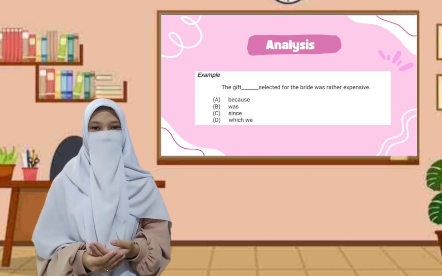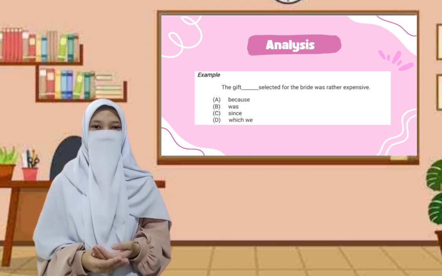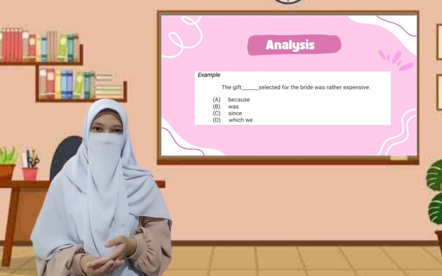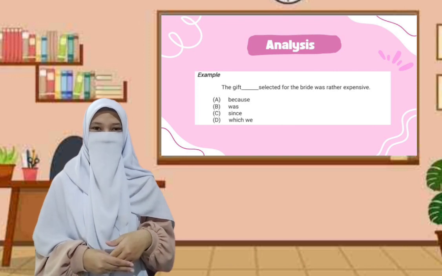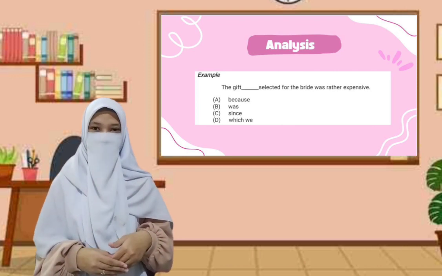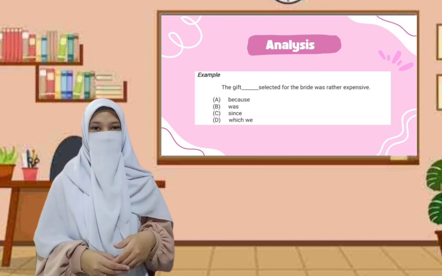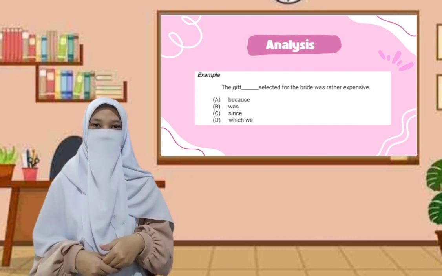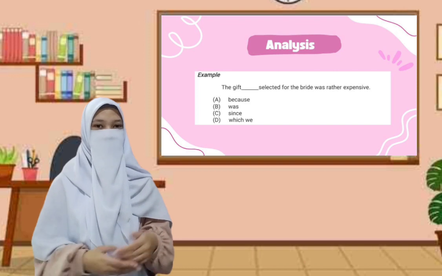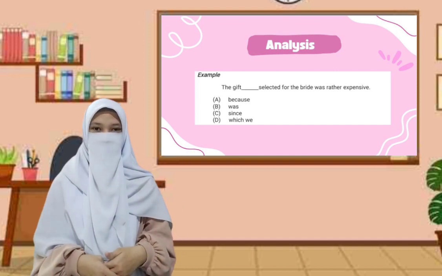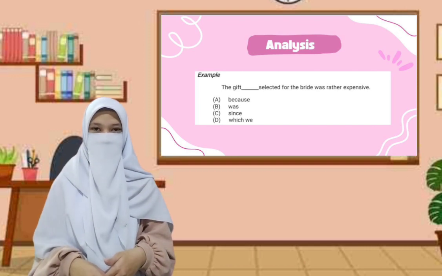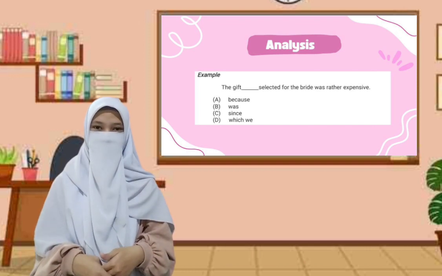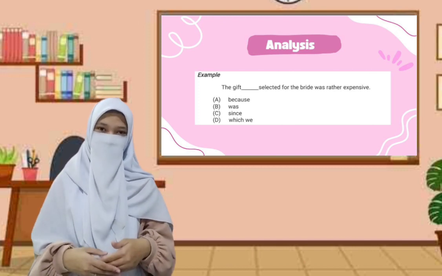Answers A and C have connectors, but they do not have subjects. So, these answers are not correct. Answer B changes select into a passive verb. In this case, the sentence will have one subject and two verbs. So, answer B is not correct. The best answer to this question is answer D. The correct sentence should say: the gift which we select for the bride was rather expensive. In this sentence, gift is the subject of the verb was. We is the subject of the verb select, and the connector which joins the two clauses.